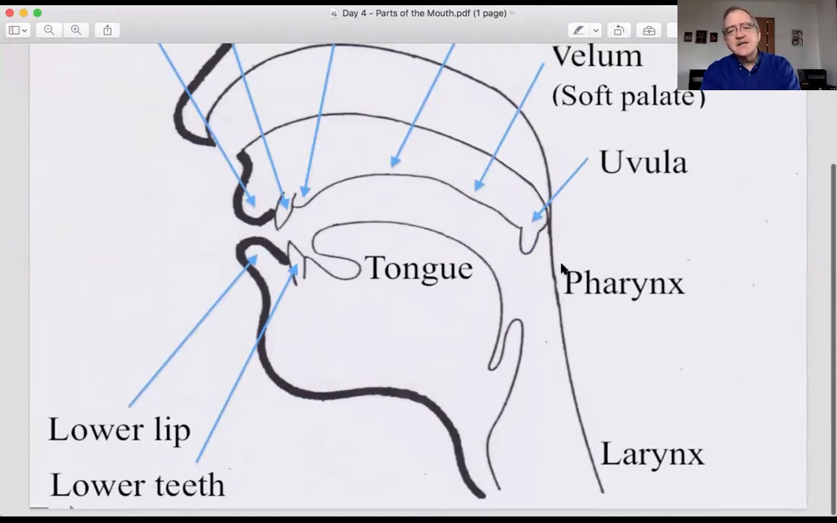Now, I will not test on the pharynx and the larynx. I'm not going to put those on the test, okay? All right, so get ready for that test next week. When you start class, the first thing, bam, we're going to take that small quiz.